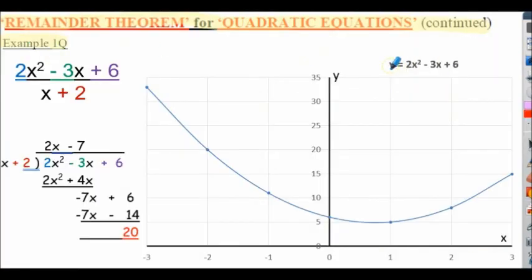So if we plot the equation y equals 2x squared minus 3x plus 6, here's our quadratic curve. We know the remainder is 20, this point here, and that equates to an x value of -2. So the p used in the remainder theorem is -2. And again, if it helps you in your application of the remainder theorem, we can think of this as a change between the positive p that's in the divisor and the negative p that's used within the remainder theorem.